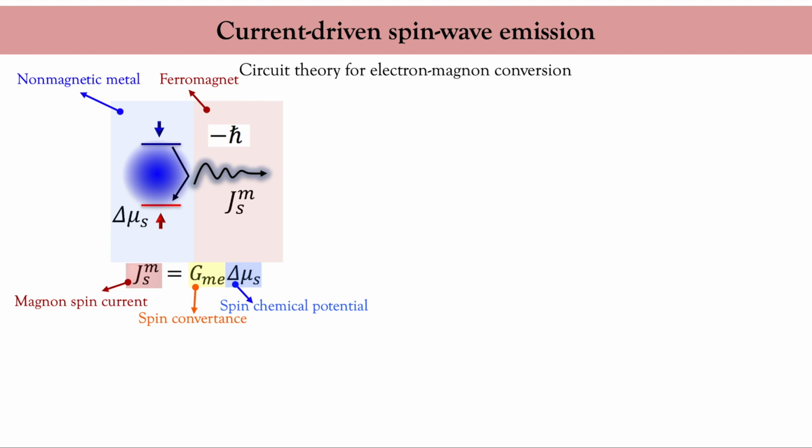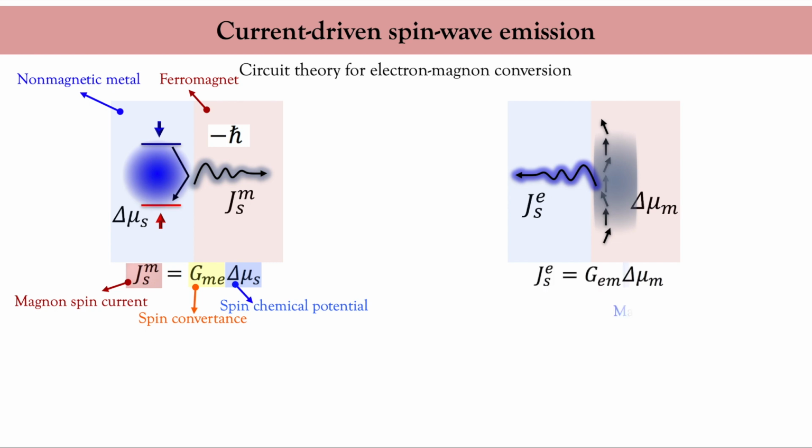I also have the reciprocal effect. Imagine I find a way to accumulate magnons on the ferromagnetic side. These magnons pump an electronic spin current, and I can define another boundary condition that connects the magnon chemical potential with the electronic spin current.